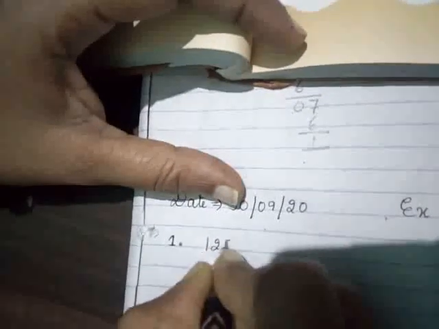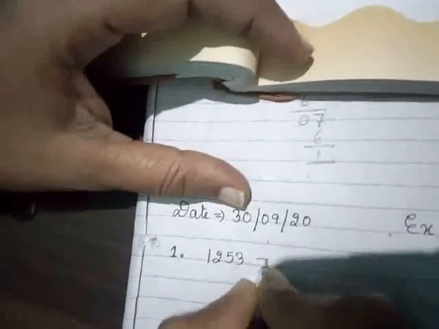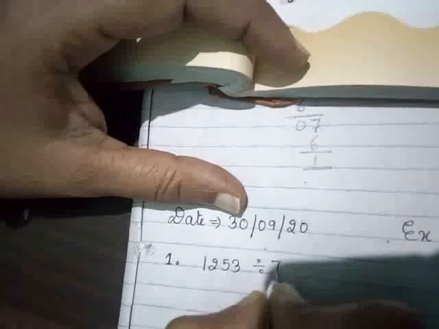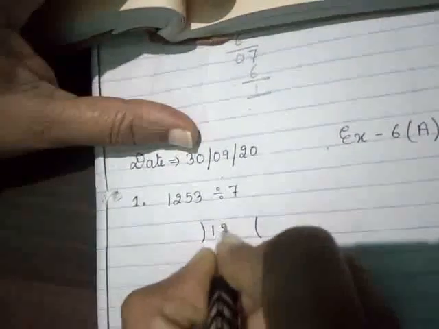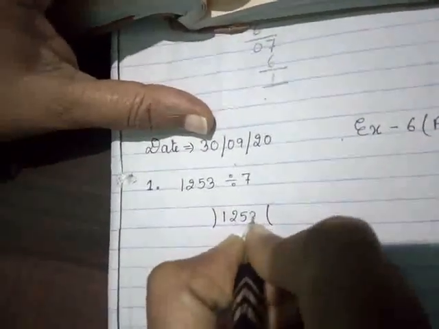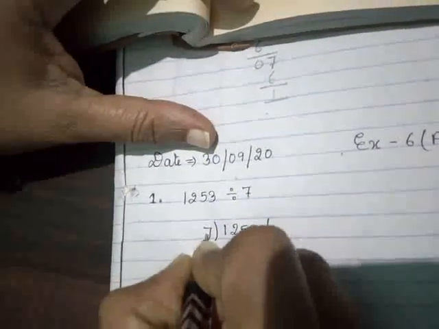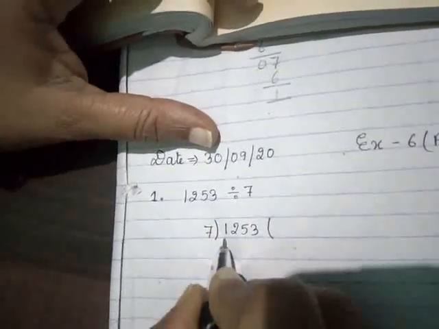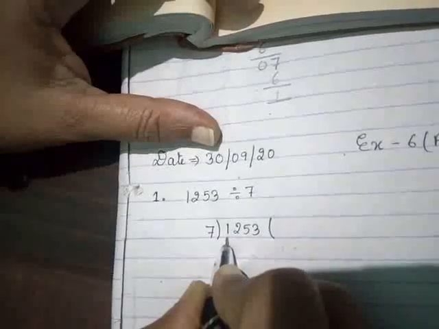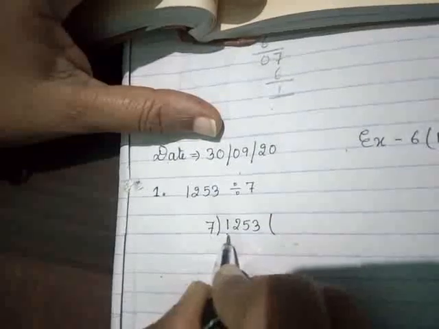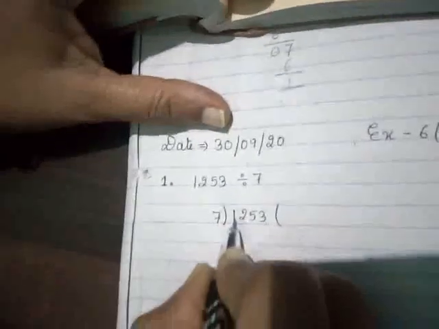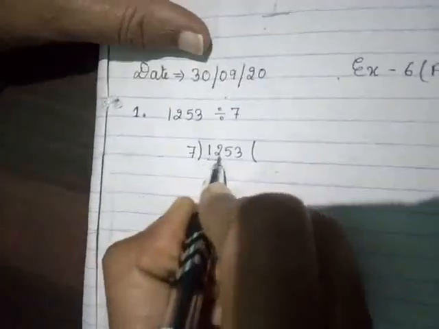So first question is 1253 divided by 7. Since it is long division method, we will write like this: 1253, 7. So we will take the first number. First number is 1, which is less than 7. So we will take two numbers, that is 1 and 2, which is 12.